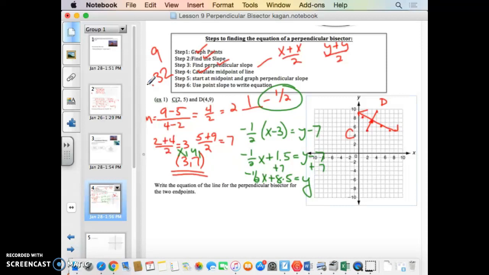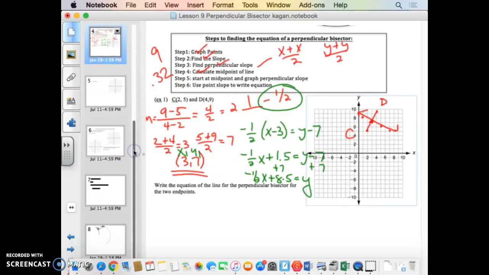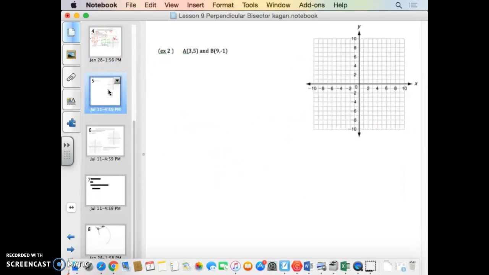Okay, so those are the 6 steps. So you're going to want to refer back to this page as frequently as you need to. And let's see where we are. So example number 2. Again, the first step is going to be to calculate my slope. Well, first step is to graph these points, sorry.